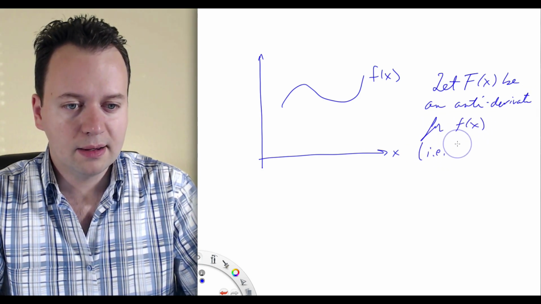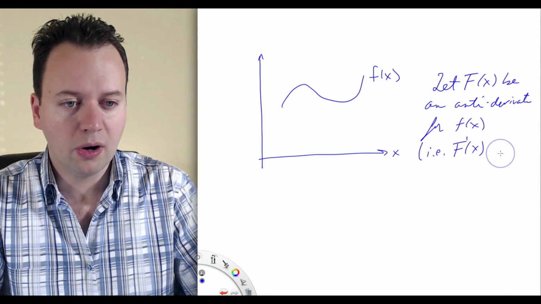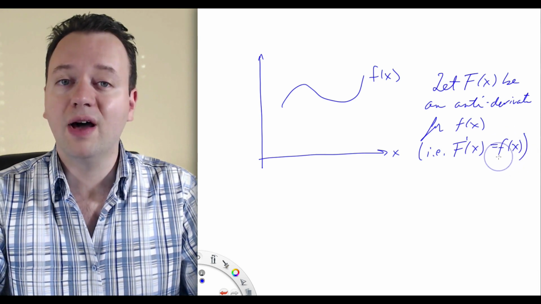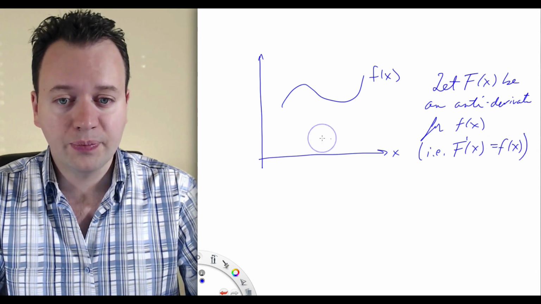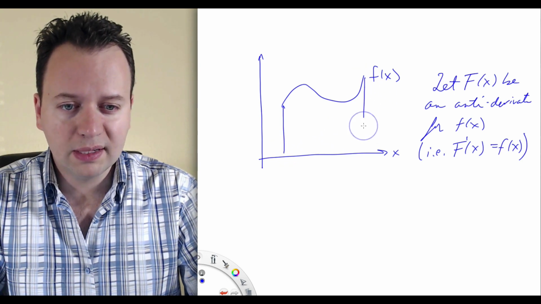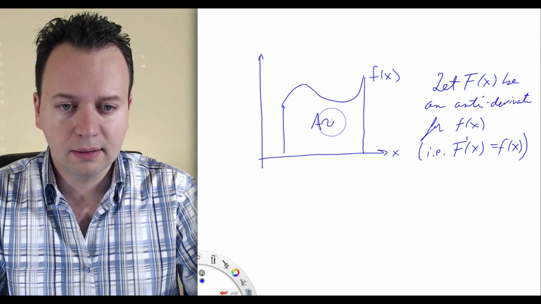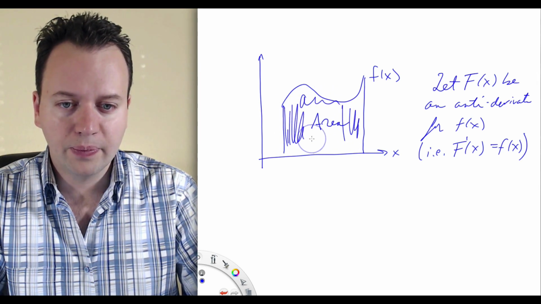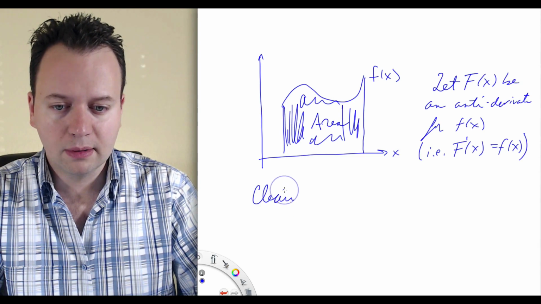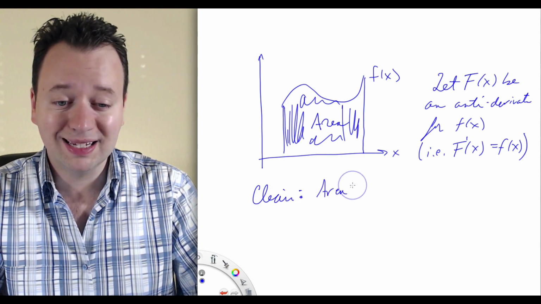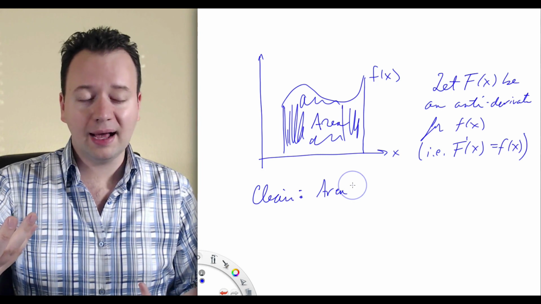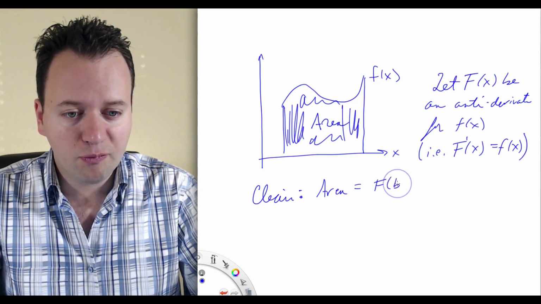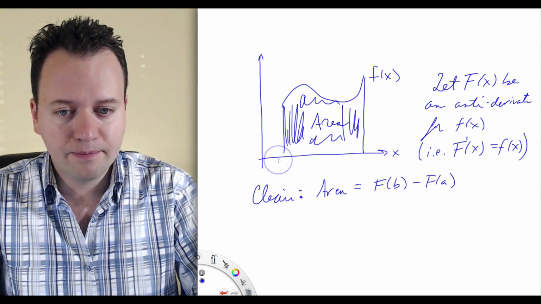I.e., capital F prime of x is equal to little f of x. So little f of x is the derivative of capital F. So the question is, what does this area represent? We have this area underneath the curve. And the claim is that the area, and this is a signed area, so if it's below the x-axis it counts as negative, is going to equal capital F of b minus capital F of a.